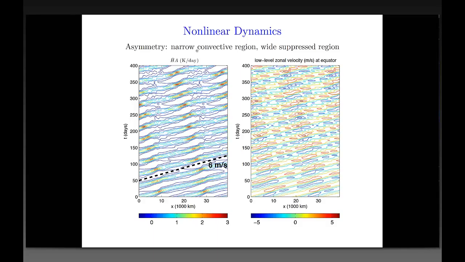And I guess the new feature that arises from the nonlinearity now is an asymmetry. You'll see that the red region here is quite narrow. So the convective region is narrow compared to a wider suppressed convective region here, which is also consistent with typical MJO events, that the circulation of the MJO tends to occur on a broader spatial scale than the convective activity.